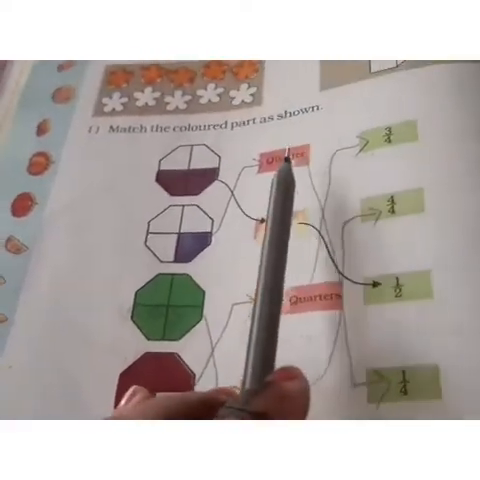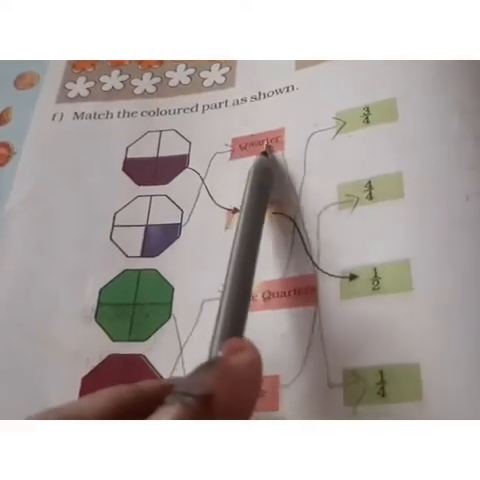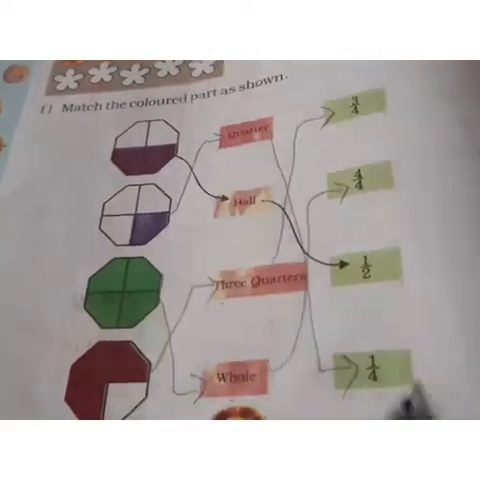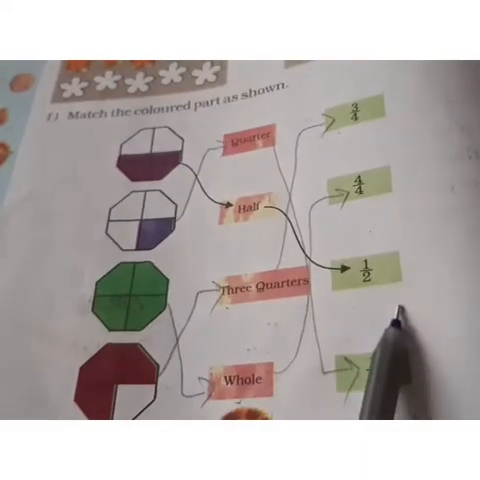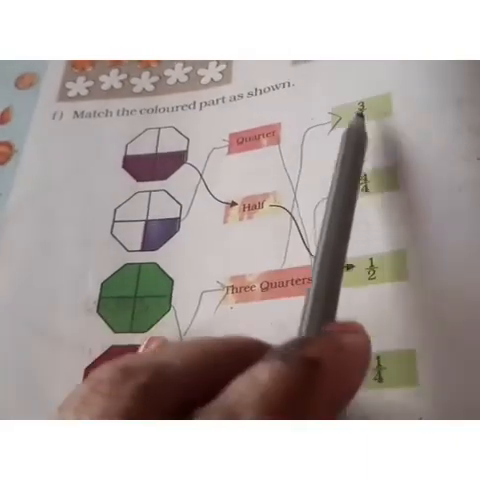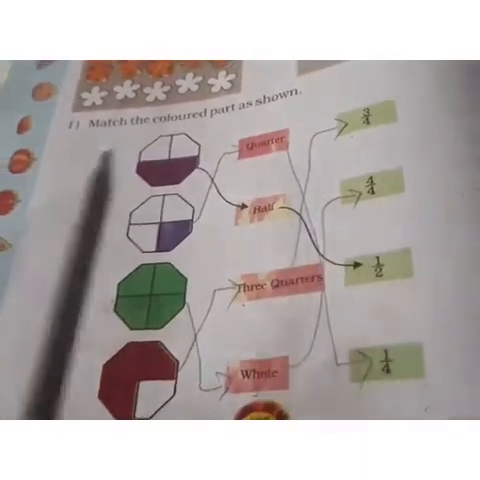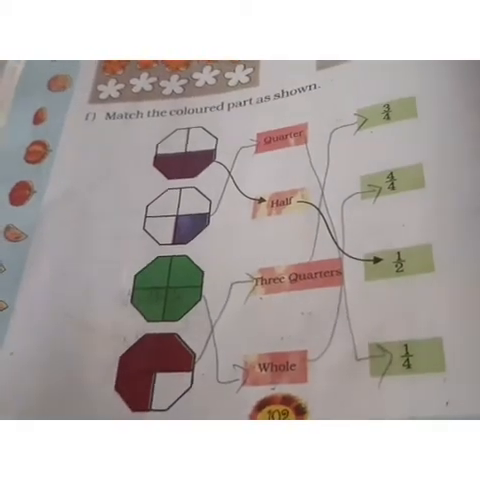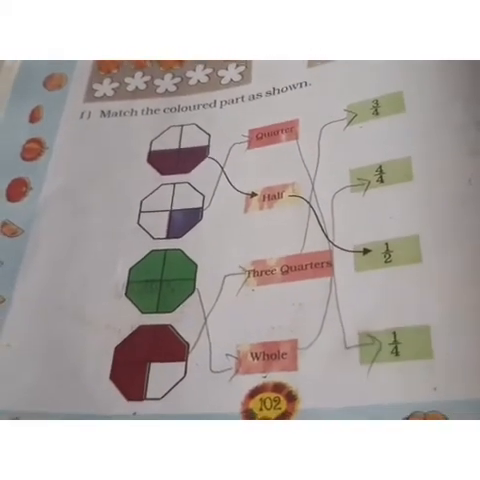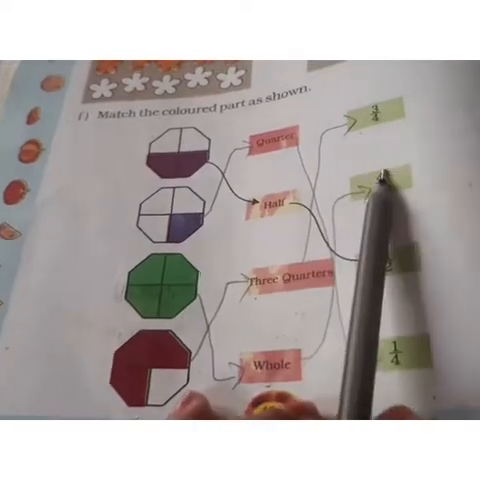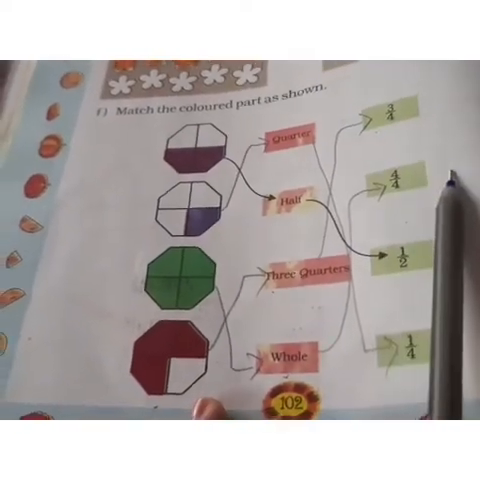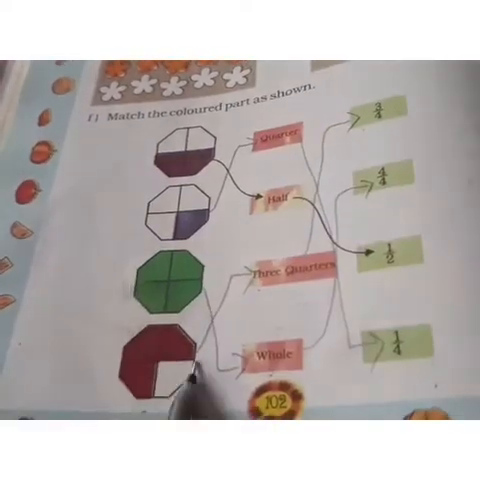Now we have to match these spellings with the numbers. Like this is quarter, quarter is 1/4, then half is 1/2, then 3 quarters is 3/4. 1 quarter means 1/4, so 3 quarters means 3/4, and last is whole, that is 4/4, that is equal to 1. So this way we have to do the matching.